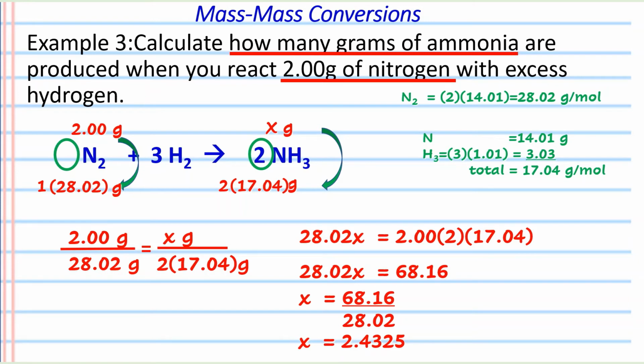We need to go back and look at the original question. We were given 2.00 grams, which has 3 sig figs. So we need to round our answer to 3 significant figures and put the units grams of ammonia after it.